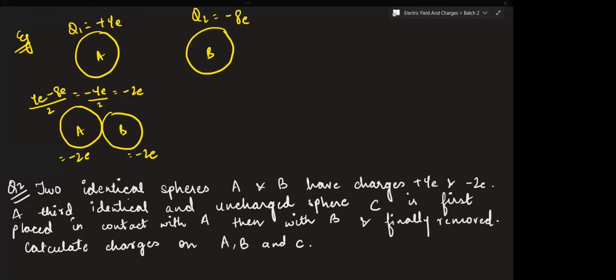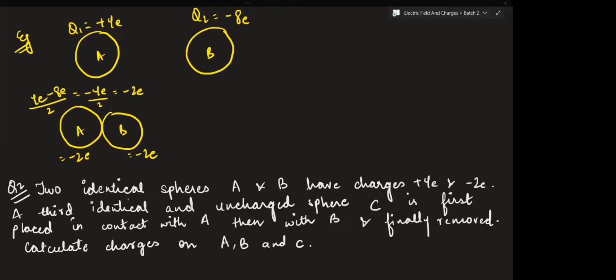So all those who have written the above part, note this question. And this is very similar to the examples we have done. Two identical spheres A and B. These have charges plus 4E on A and minus 2E on B. A third uncharged sphere, uncharged means the charge is 0, on C.